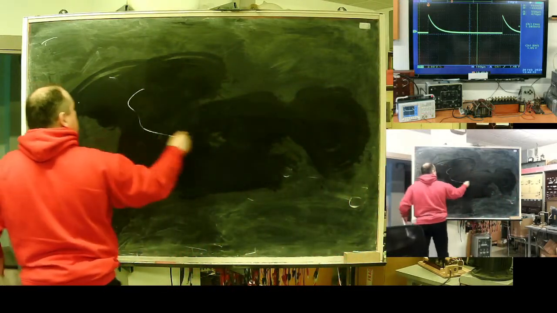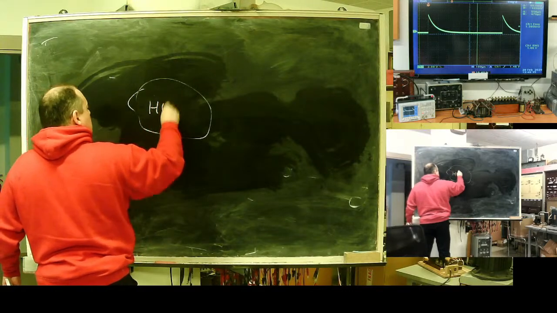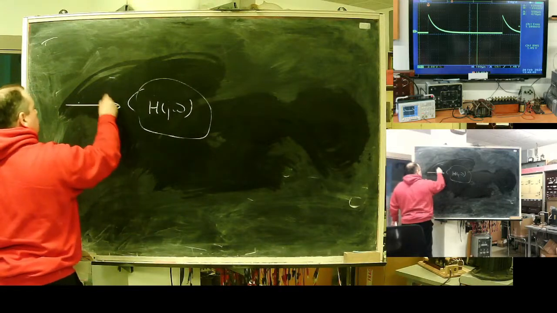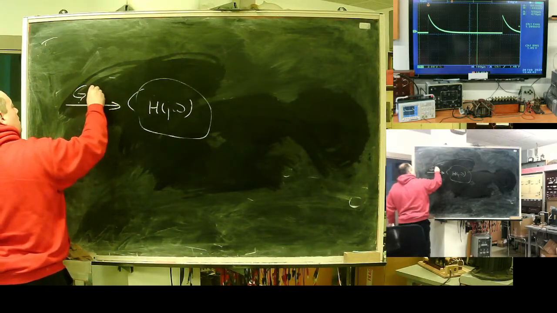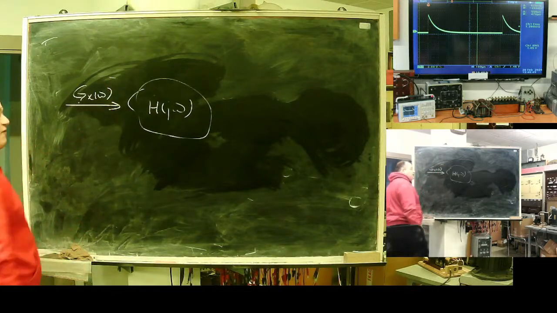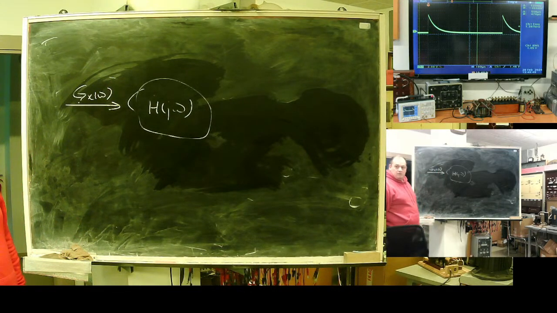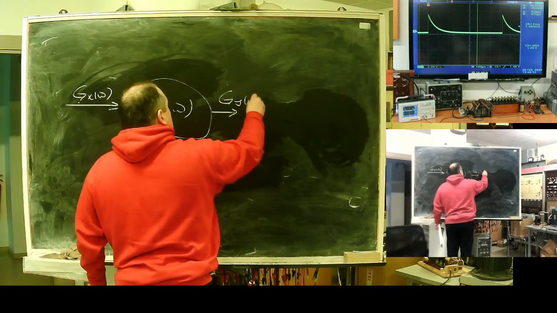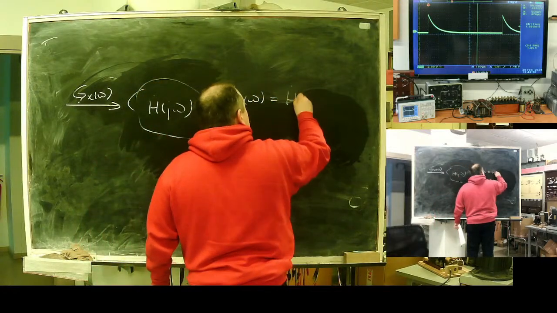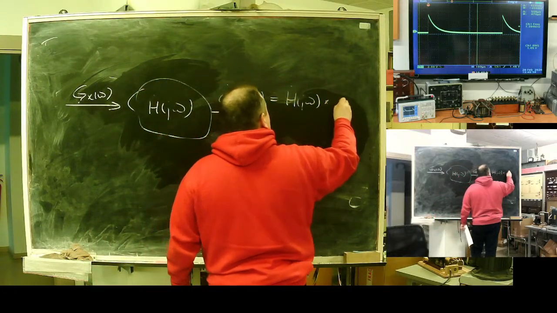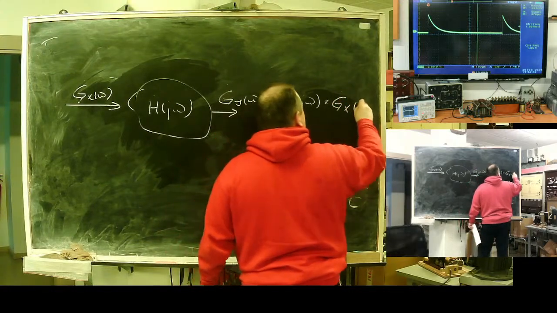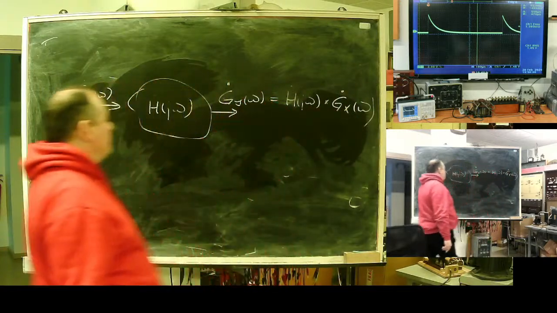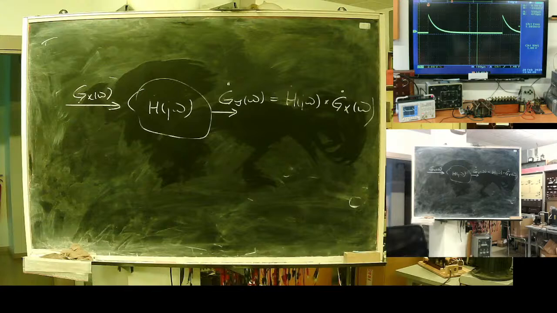So, if we have something that can be described as a transfer function, and the input is the spectral function of something, the result will be the transfer function multiplied by the input spectral function. Looking a bit more profitable, yeah?